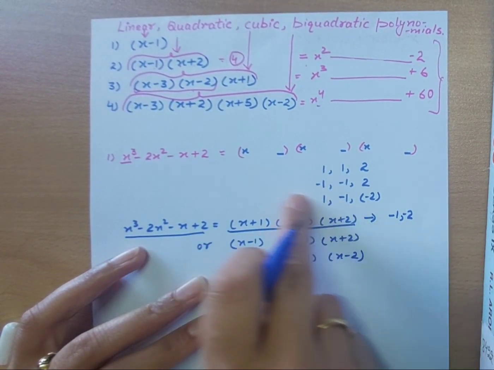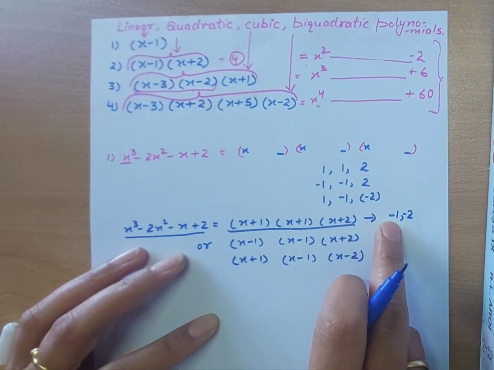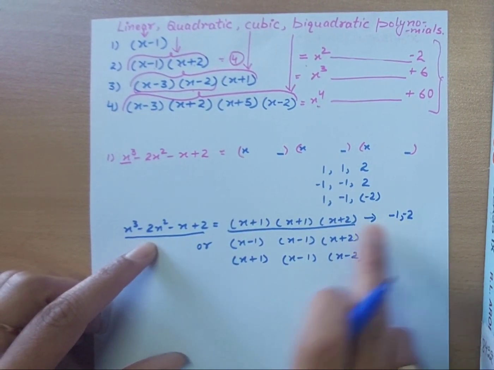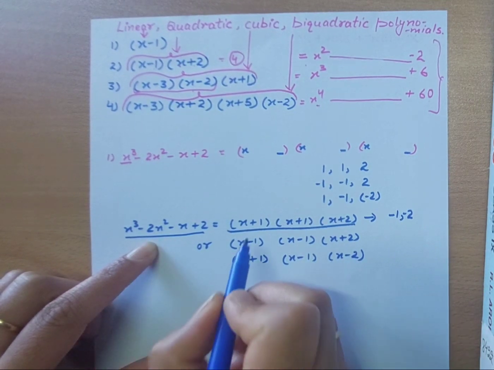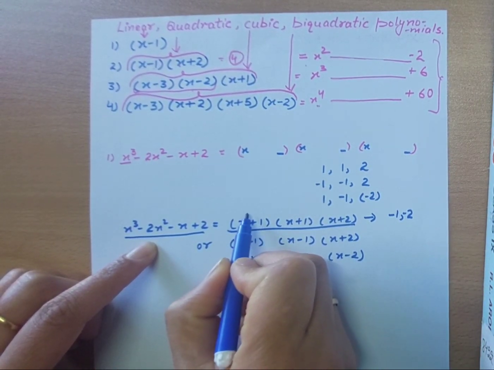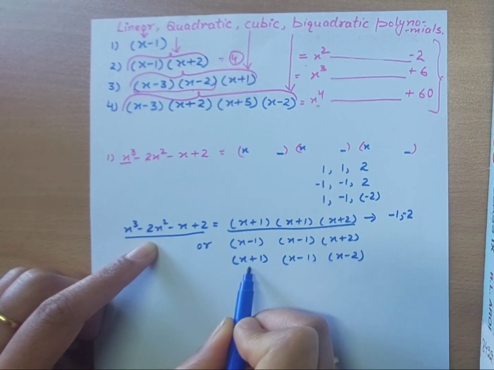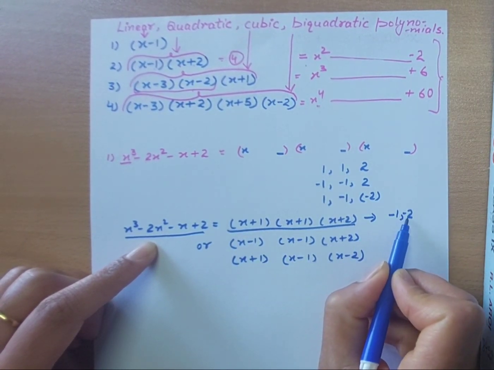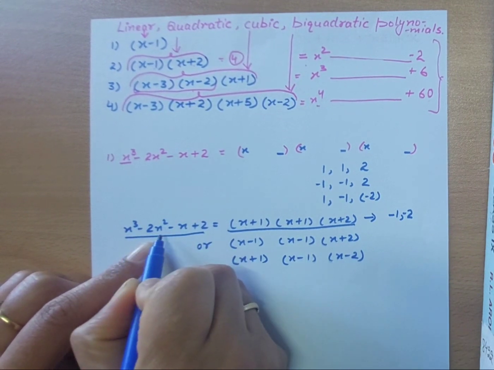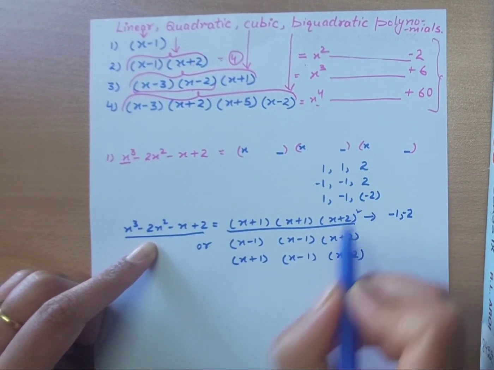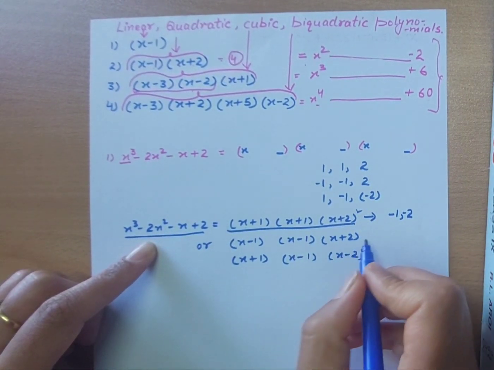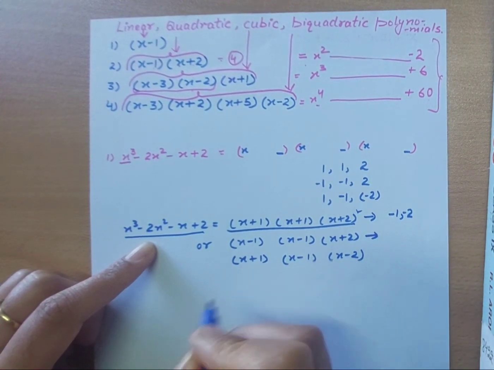Okay, so if you have to check whether these are the factors, you simply have to put -1 in this. If it turns out to be 0, that means x plus 1 is a factor. But if x plus 1 is a factor, then the possible factors are this or this. Then you have to substitute -2 also. If then also it turns out to be 0, that means this is the confirmed factor. Okay, otherwise you have to go for the other options.